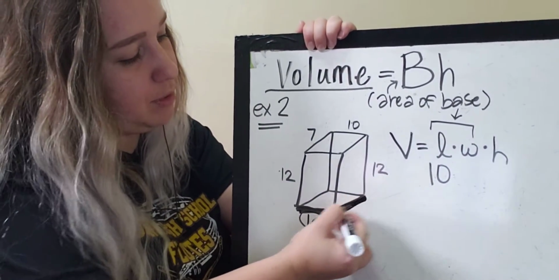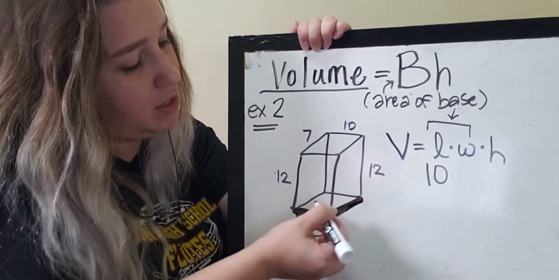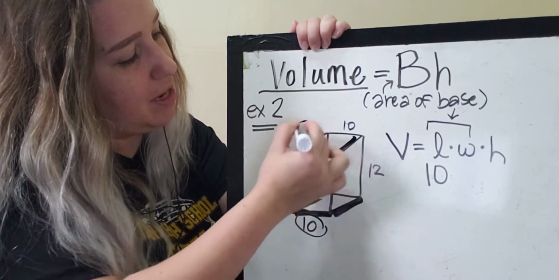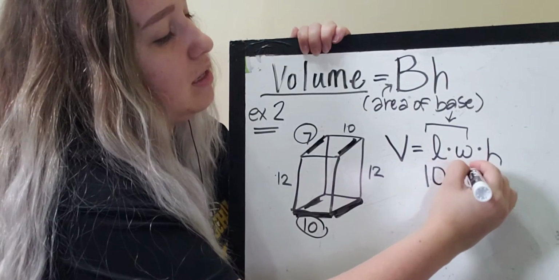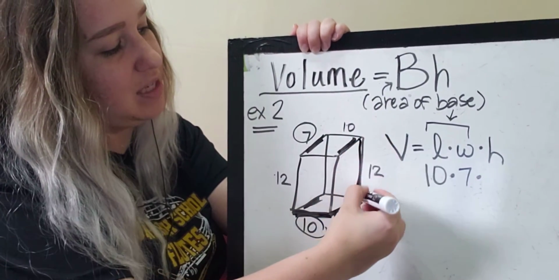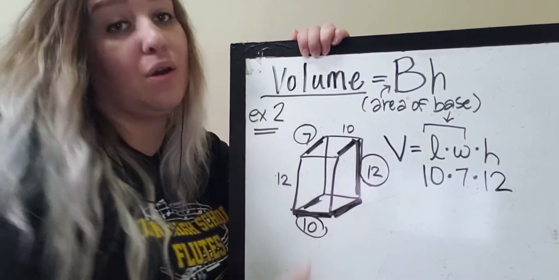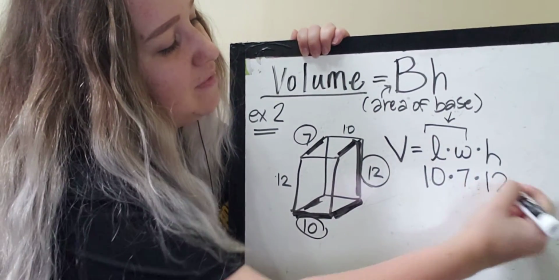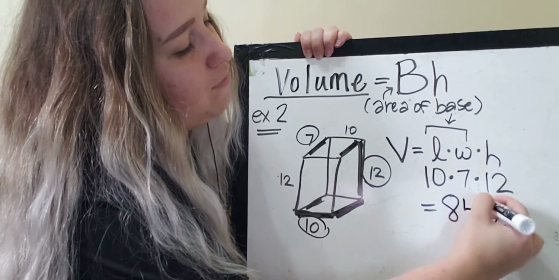Now we need this number, but this one doesn't have a label on it. So we look at all of the other ones that are like it until we find the one that has the label. So this one is 7. And then we need to find the height, which they give us twice, this number, 12. So when we multiply all of these together, 10 times 7 times 12, we get 840.